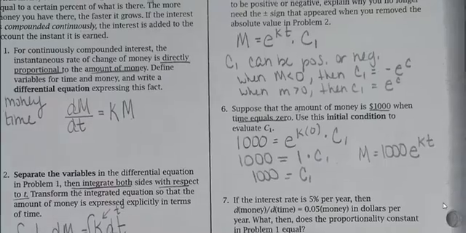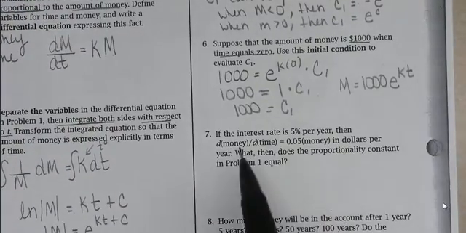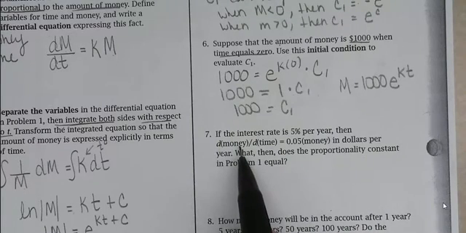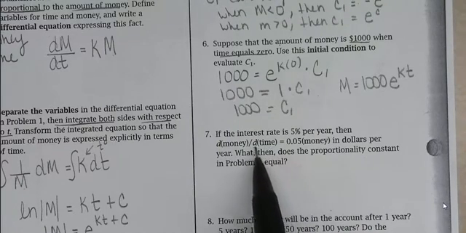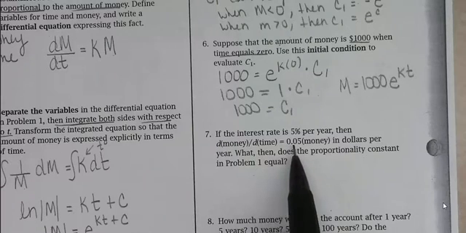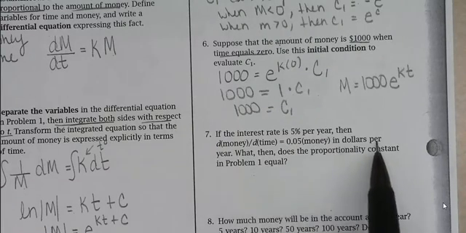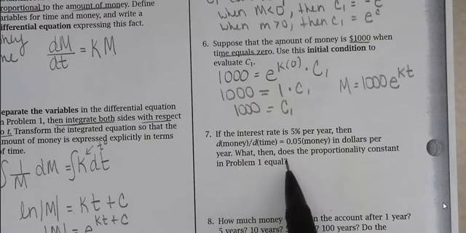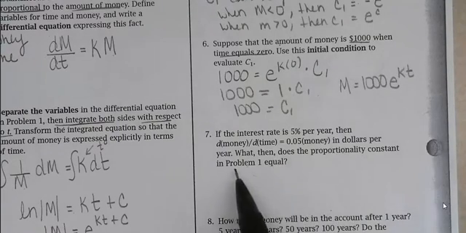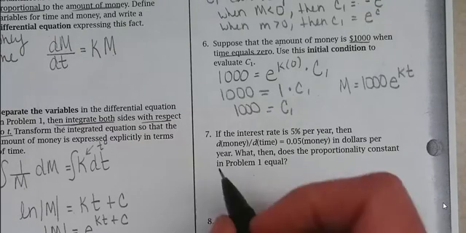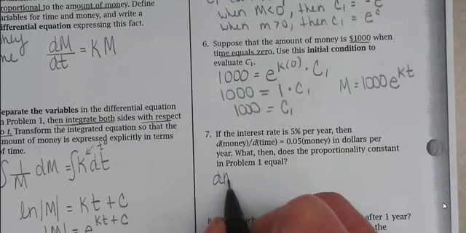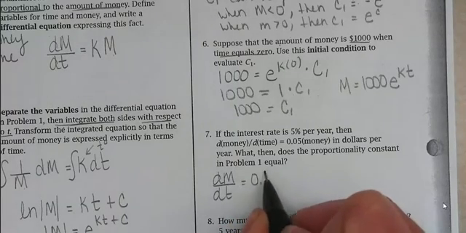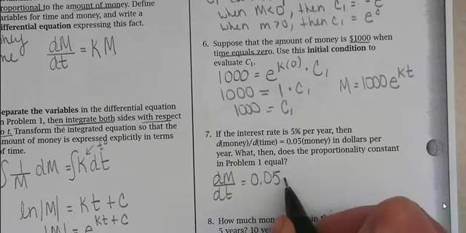Okay, so moving on to number 7. If the interest rate is 5% per year, then the derivative of money with respect to time will equal 0.05 times money in dollars per year. What then does the proportionality constant in problem 1 equal? Sorry, I couldn't read that one. All right, so I'm getting the derivative of money with respect to time equals 0.05 times money.